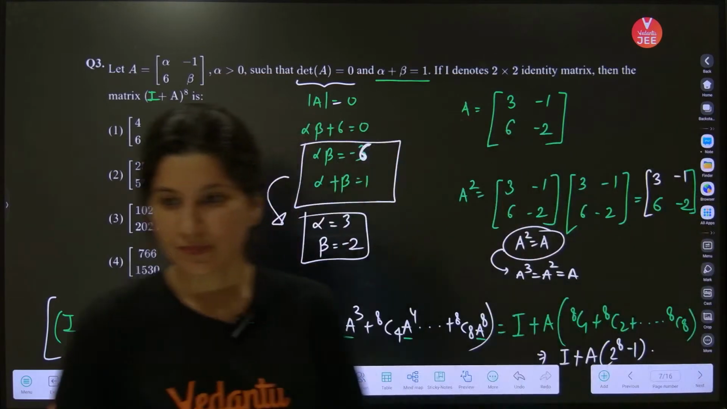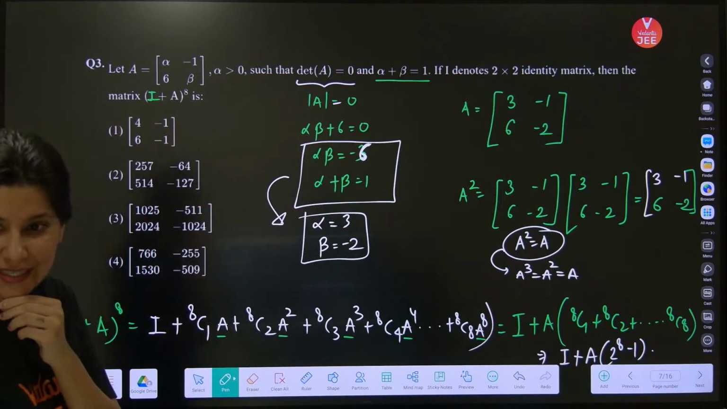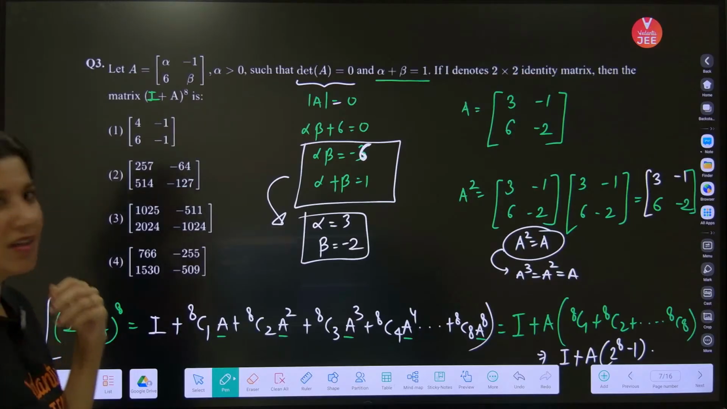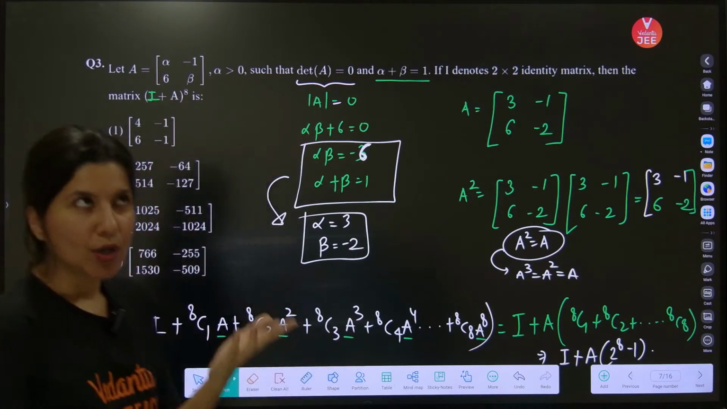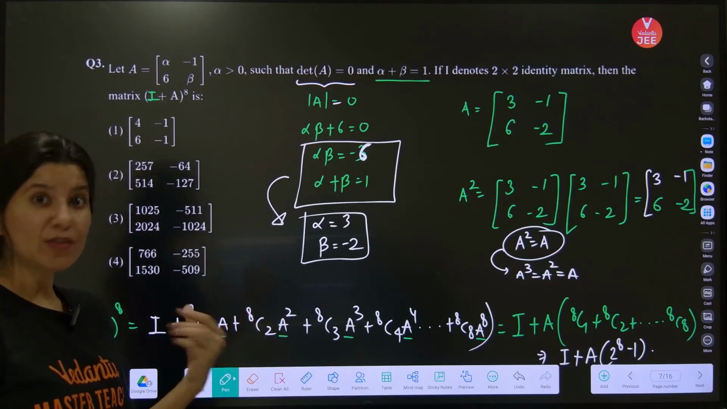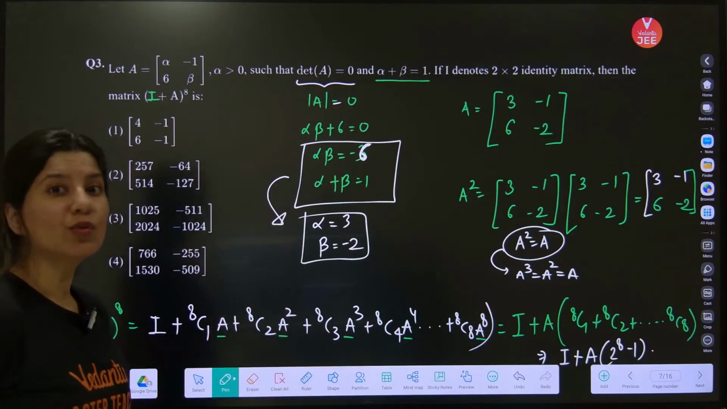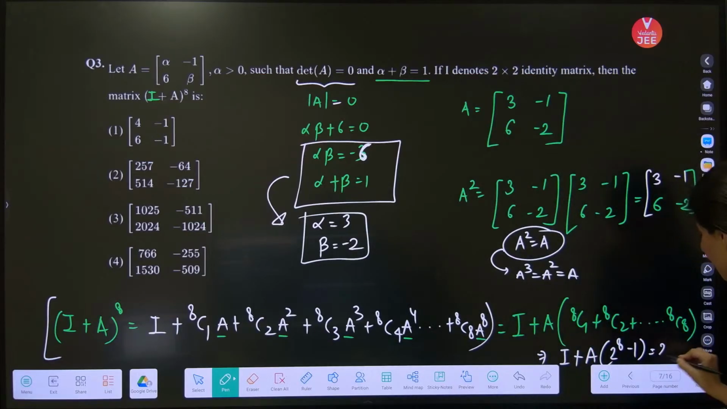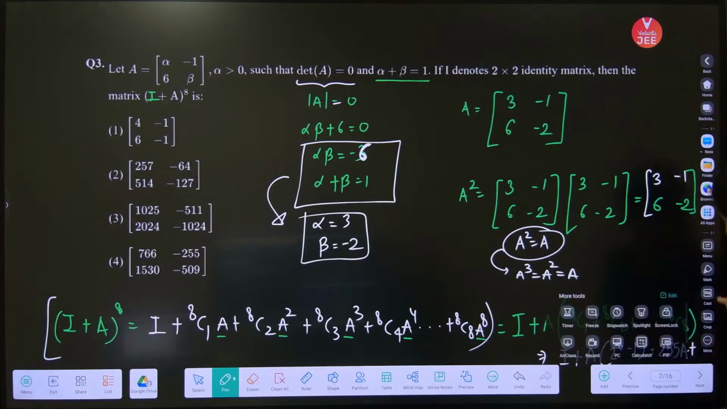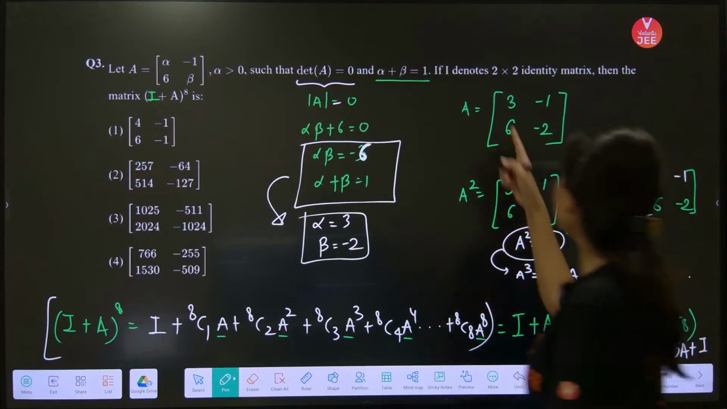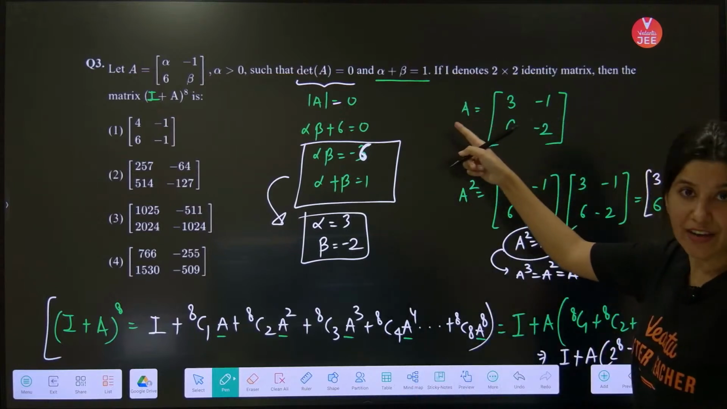Yes, everybody. I plus A times 2 power 8 minus 1. 2 power 5 is 32. 2 power 6, 64. 2 power 7, 128. 2 power 8, 256. 256 minus 1 is equal to 255A plus I. So 255A.